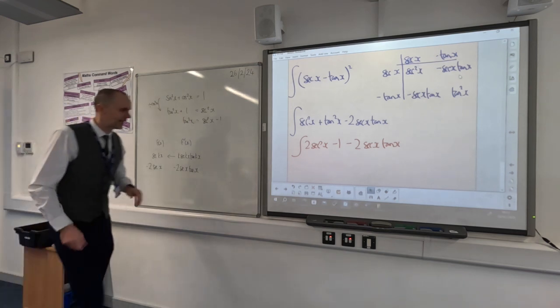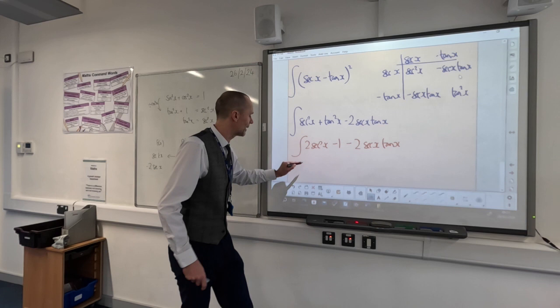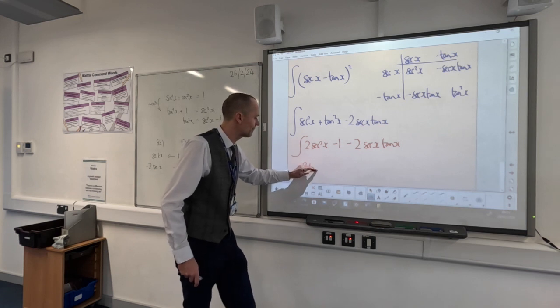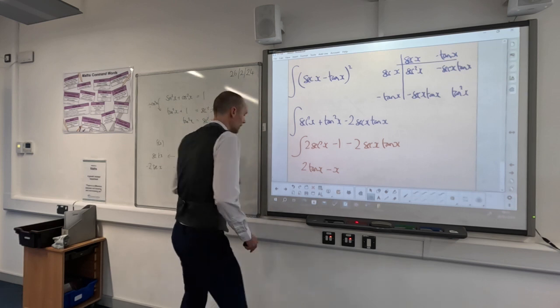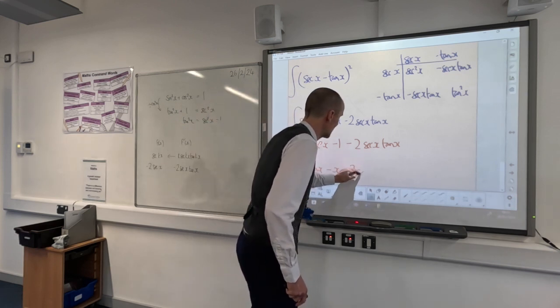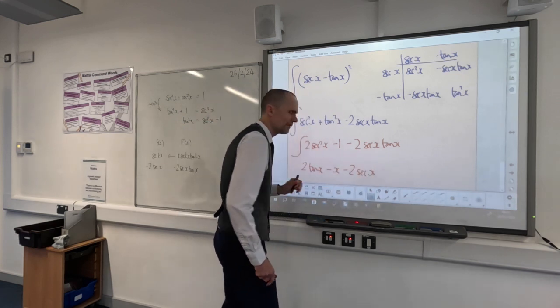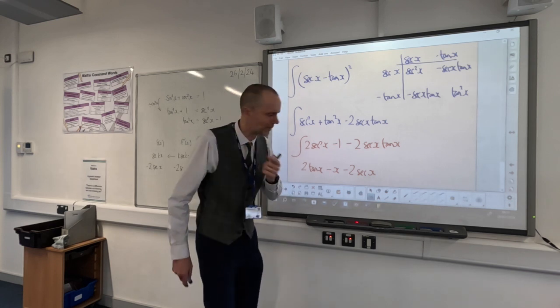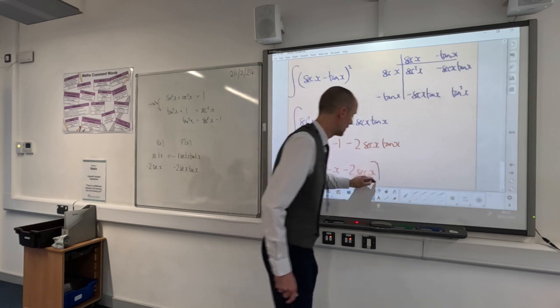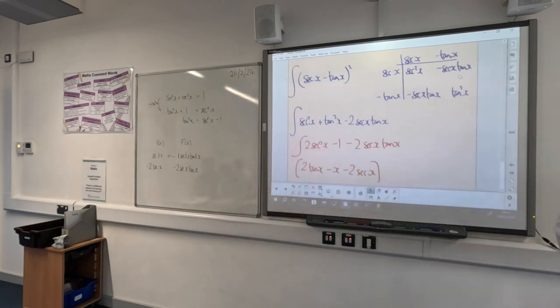So, here we go then. That becomes 2 tan x, that becomes minus x, and that becomes minus sec x. And I forget, were there values to substitute in, or was it just an integration? I can't remember. It was one of the questions. We'll leave it there anyway, but that's that one.